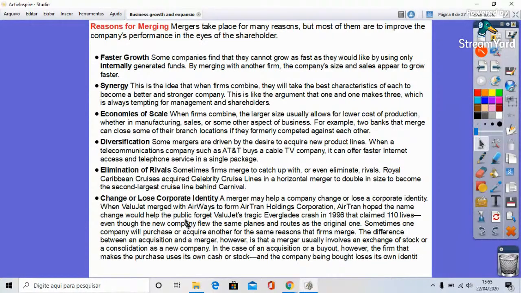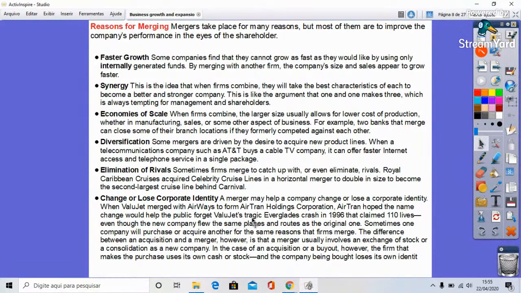A change or loss of corporate identity. Imagine here they give the example of ValuJet, which merged with AirWays to form AirTran Holdings Corporation. And you see here, ValuJet is not here. The name is not even included. What happened?